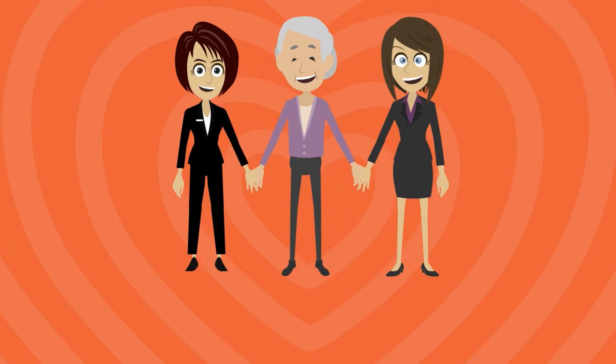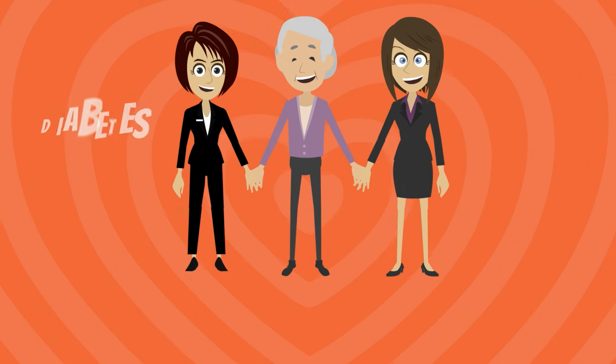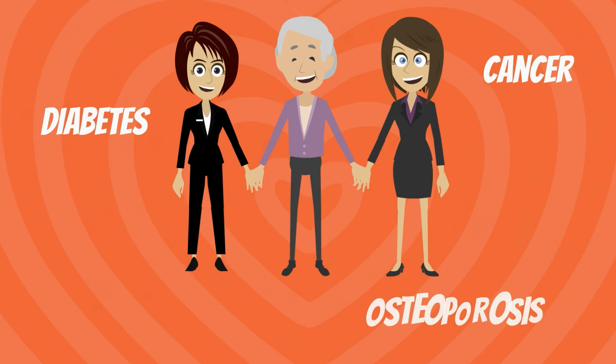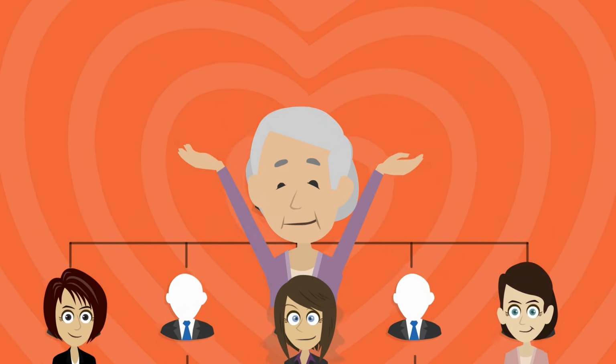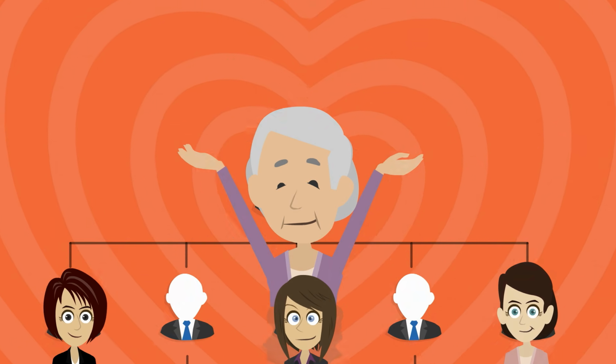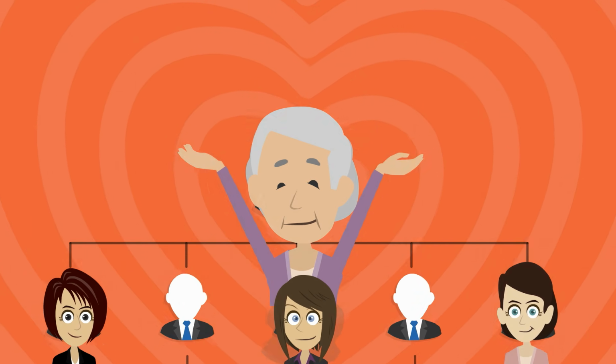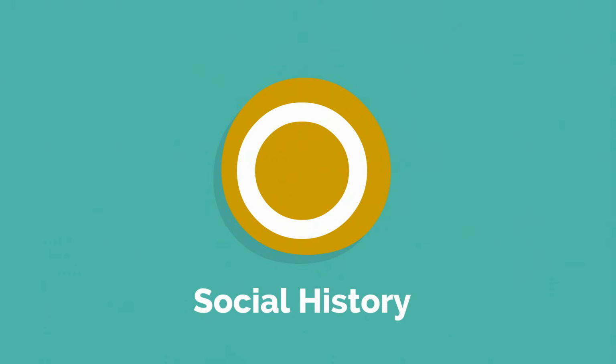You should find out which illnesses occur in first-degree relatives such as diabetes, cancer, osteoporosis, and heart disease. Information gathered here may indicate a genetic predisposition for a hereditary disease such as breast or ovarian cancer. Let's now move to social history.